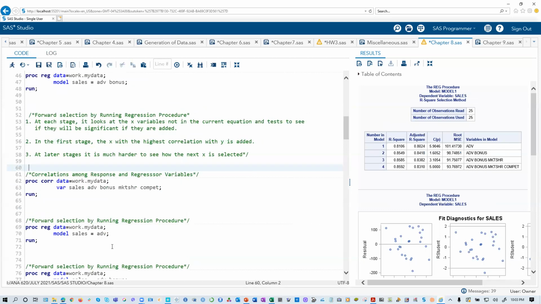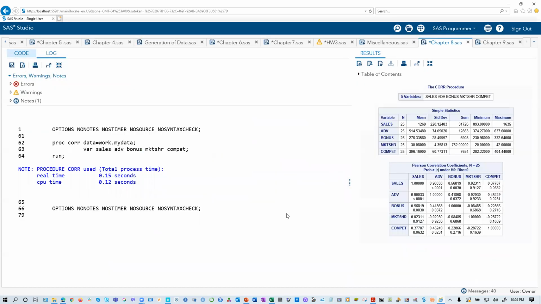Let's see. In order to do this, I'm going to look at the correlation. Which one has the highest correlation with the y variable? Here, the y variable is nothing but sales. Out of these four variables, which one shows the highest correlation with sales? That's the one I'm going to add in the very beginning. Looking at sales: advertising 0.9, bonus 0.5. This is the highest one, so this is the one I'm going to add to the model in the very beginning.